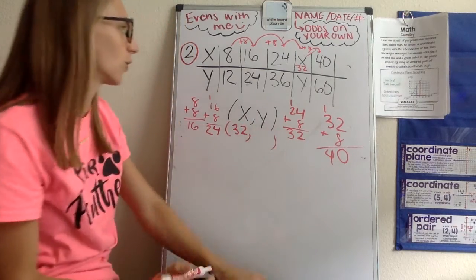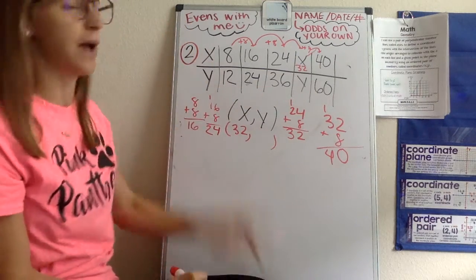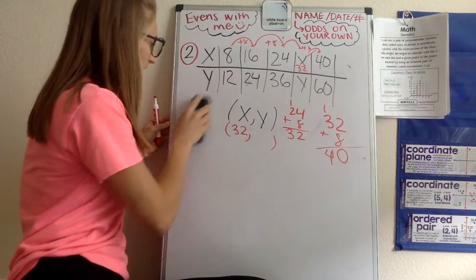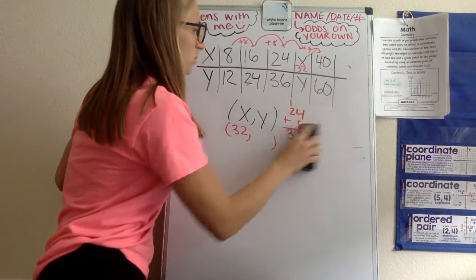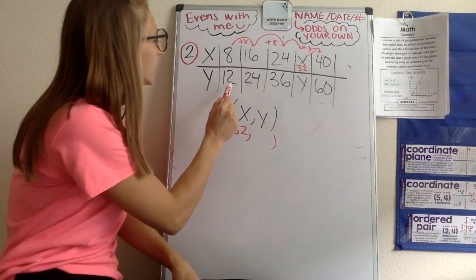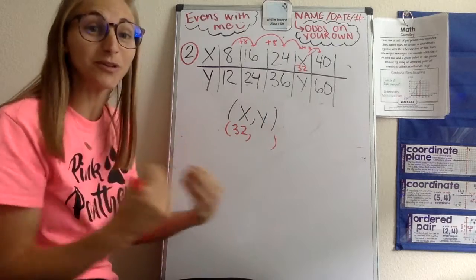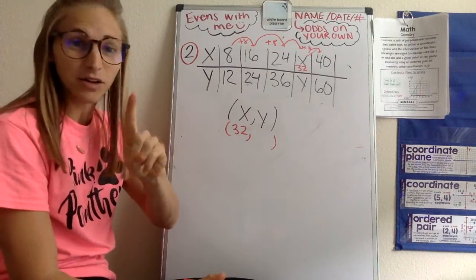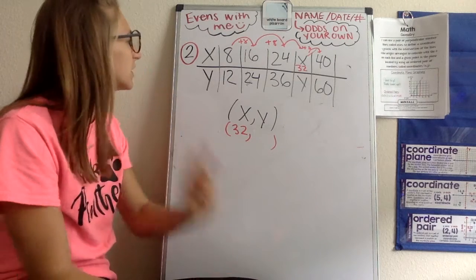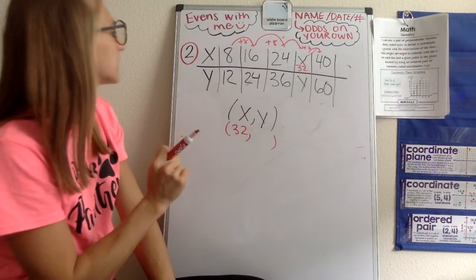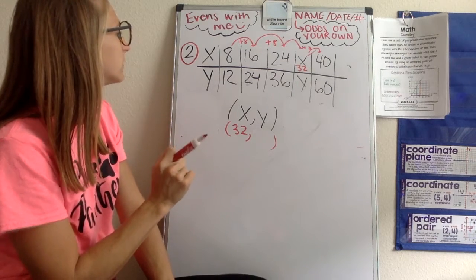Now, we have to find our Y. This is not the same pattern as the one above, so we have to check it out. I'm going to reset all my math over here. Alrighty. So 12, 24, 36. Again, the numbers are getting bigger. They're increasing. So we know that we're going to either add or we're going to multiply. So maybe it's going to be 12 times 2.